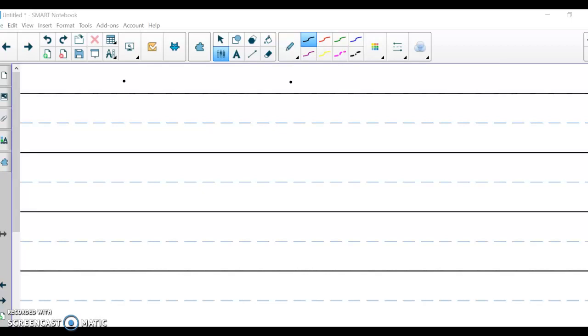So today I said is July. So I'm going to start at the top, use my J, make sure it touches all the lines. I'm going to make my U, my L, and a Y for July, right? So July. Remember, the first letter is an uppercase letter because July is a proper noun.